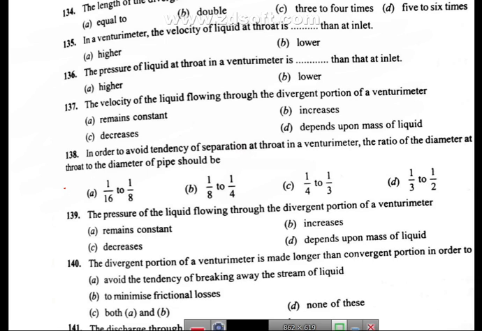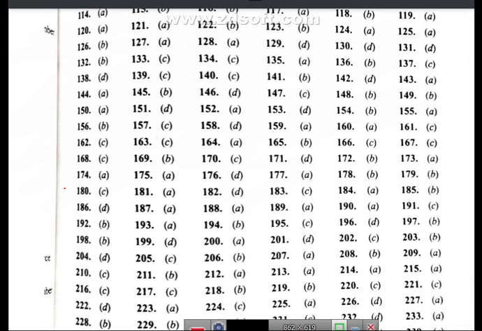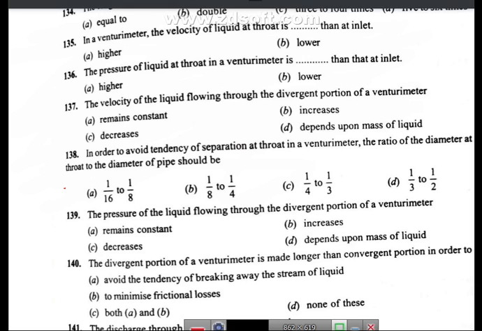137 question दोस्तों क्या है? The velocity of the liquid flowing through a divergent portion of venturimeter remains constant, increases, decreases, depends upon the mass of the liquid. 137 का क्या रहा राइट आंसर? 137 का C, that is, it decreases. The velocity of the liquid flowing through the divergent portion of the venturimeter decreases.